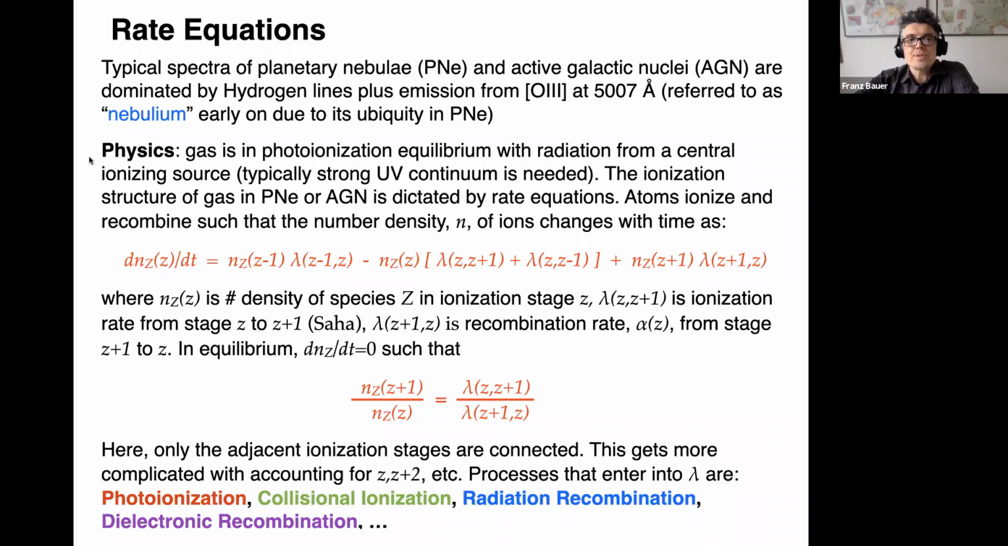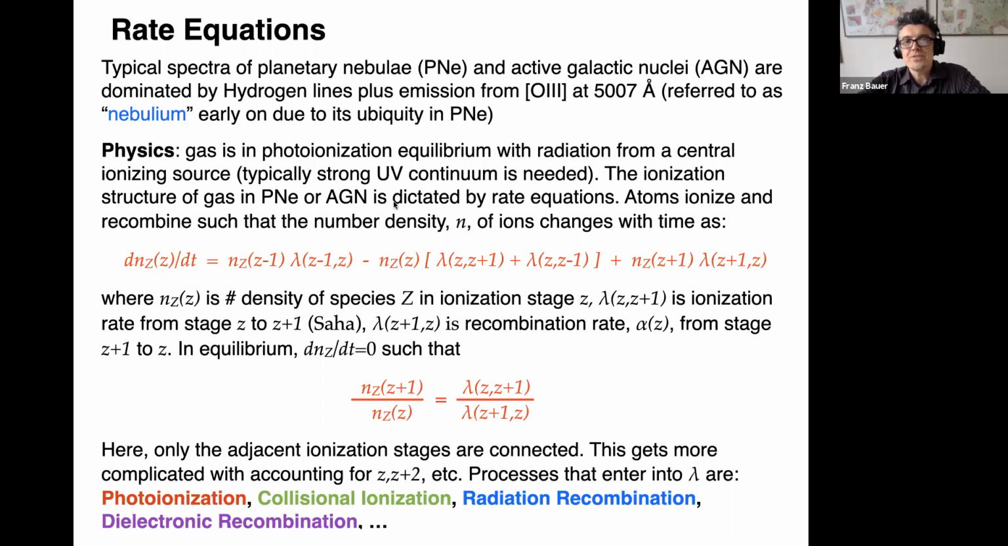The way we deal with this is, in these particular types of objects, you have a central ionizing source radiating photons that have high energy. They're UV photons. The gas around it is initially cooler and is photoexcited, so it is receptive to these photons, takes them in, and becomes ionized. In photoionization equilibrium, you generally have a central ionizing source with a strong UV continuum.